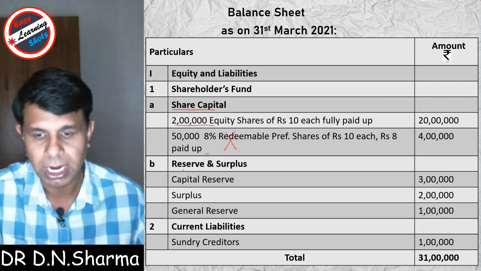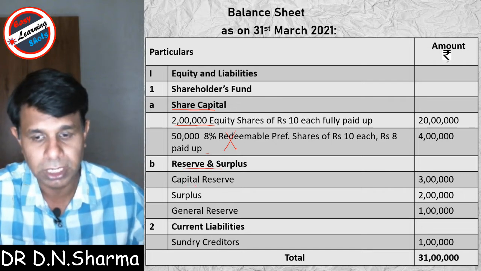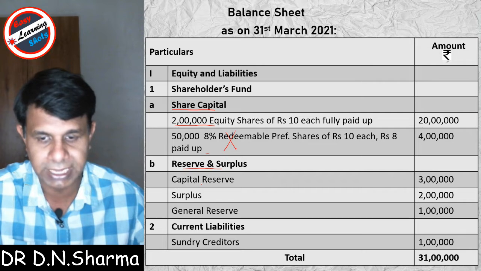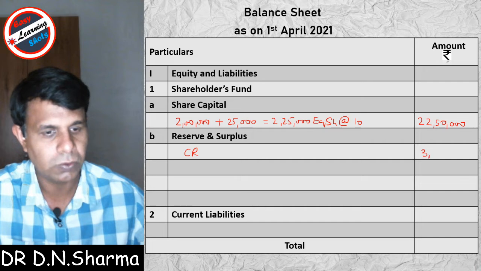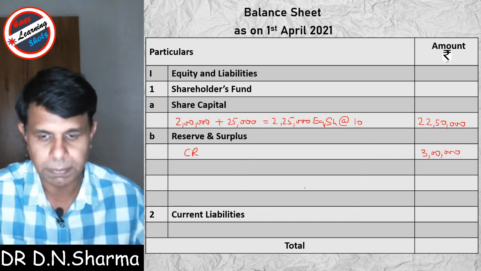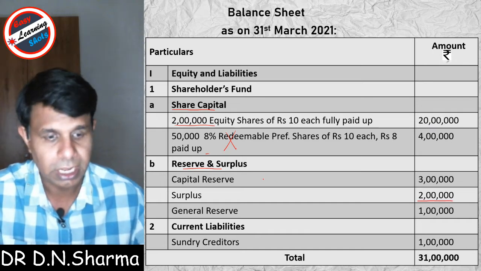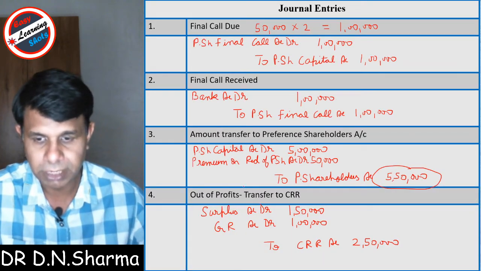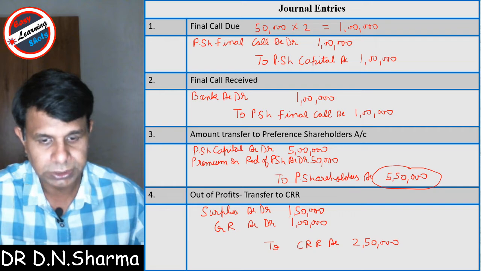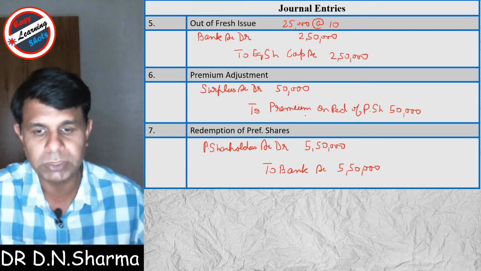Now in the liability side we have already redeemed the preference shares, so there is no entry for redemption of preference shares in the balance sheet. Under reserves and surplus we do not use the capital reserve. So under capital reserve we have a 3 lakh rupees balance. So we write capital reserve 3 lakh rupees. Now in the surplus account we have a balance of 2 lakh rupees which we used in out of profits and premium entry. So first we see the entry. In entry number 4 we use 1,50,000 out of profits, and for premium on redemption of preference shares we use 50,000 from the surplus account.